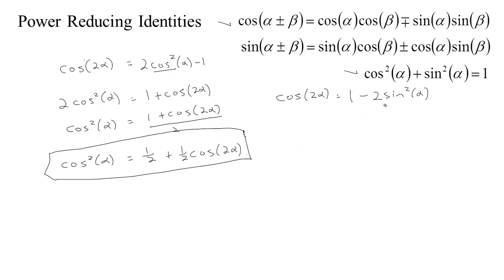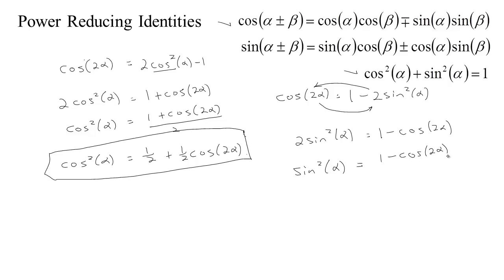We could do something similar here. Let me move the 2 sine squared alpha over here by adding it to both sides, and I'll move the cosine 2 alpha here by subtracting it. So I get 2 sine squared alpha on one side and 1 minus the cosine of 2 alpha on the other. Now divide by 2, and we get 1 minus the cosine of 2 alpha all over 2. Or we could write it this way. Sine squared alpha is 1/2 minus 1/2 cosine 2 alpha.